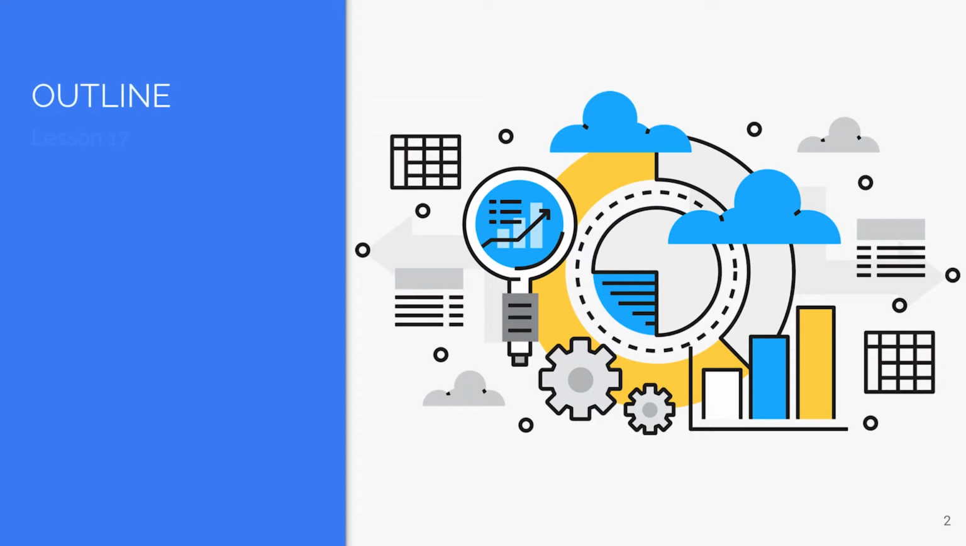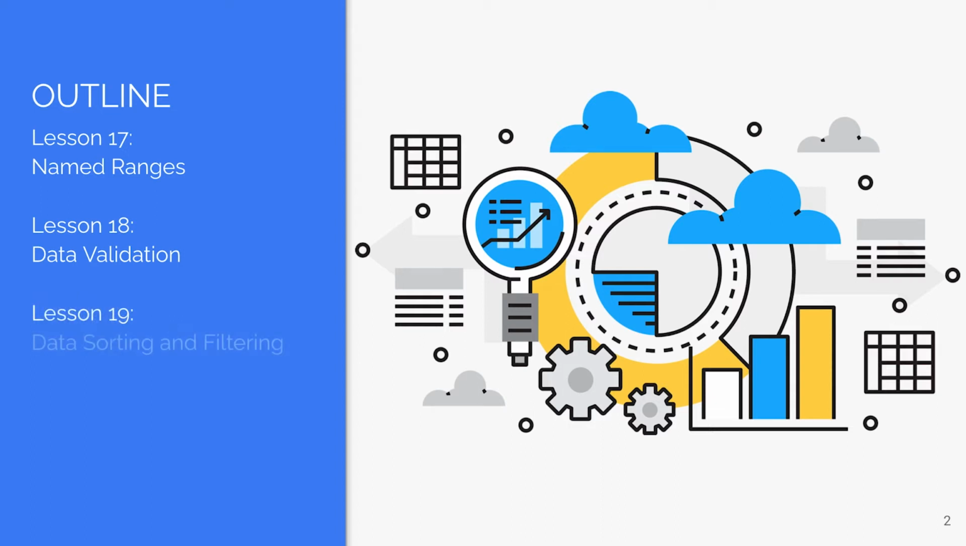We will be covering 4 lessons in this module. In Lesson 17, we take a look at named ranges and their applications, as well as some keyboard shortcuts to help you be more productive. Lesson 18 focuses on data validation and how it can be implemented to streamline and control data entry in Sheets. We will also take a look at some advanced uses of data validation, where we will create dependent drop-down lists.